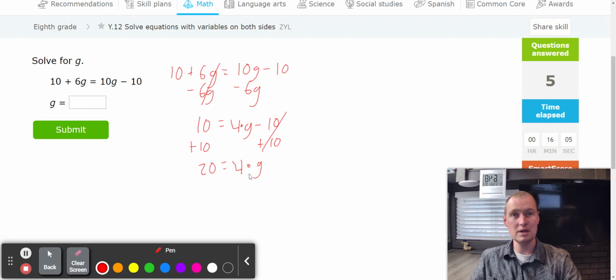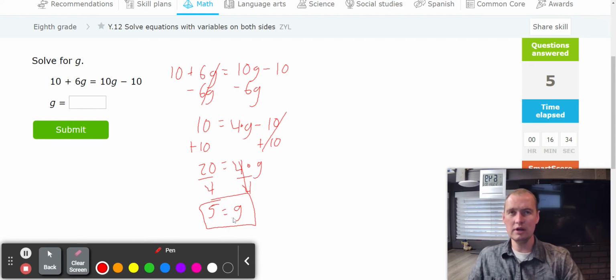So we have 4 times something to give you 20. 4 times what gives you 20? You know what? I'm not quite sure. So if I divide by 4 on both sides, I need to do 20 divided by 4, and 20 divided by 4 is 5 equals, 4 divided by 4 cancels out, we're left with g. So g is equal to 5.